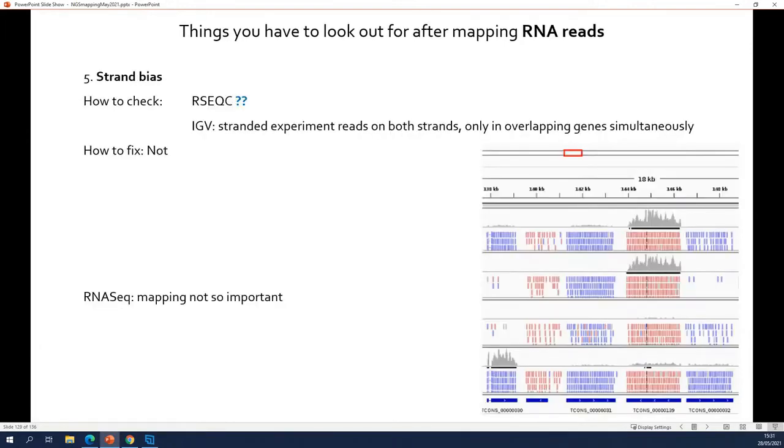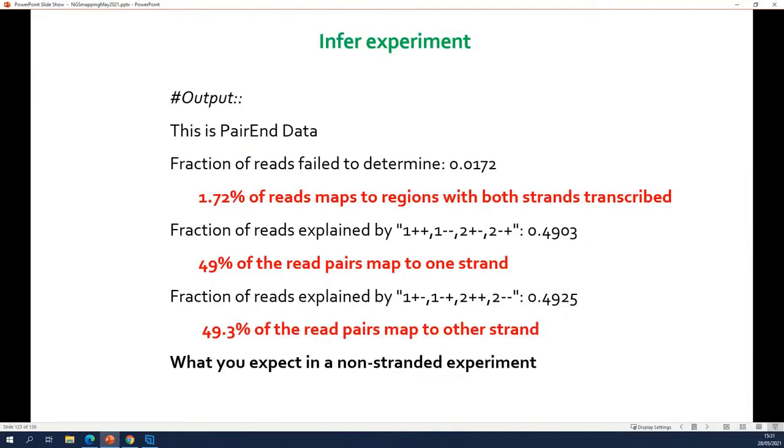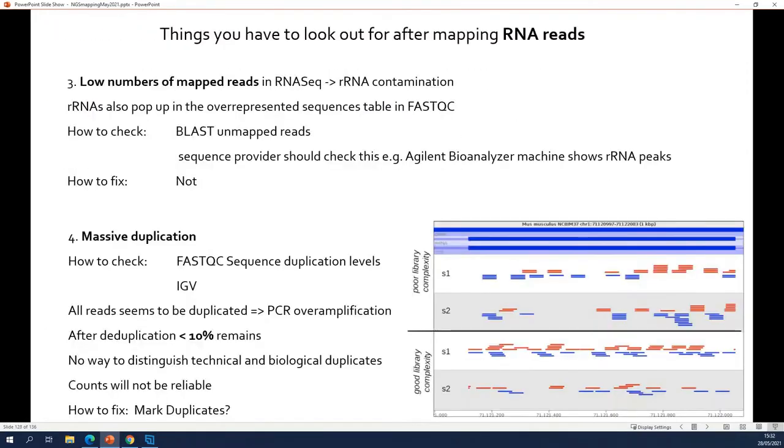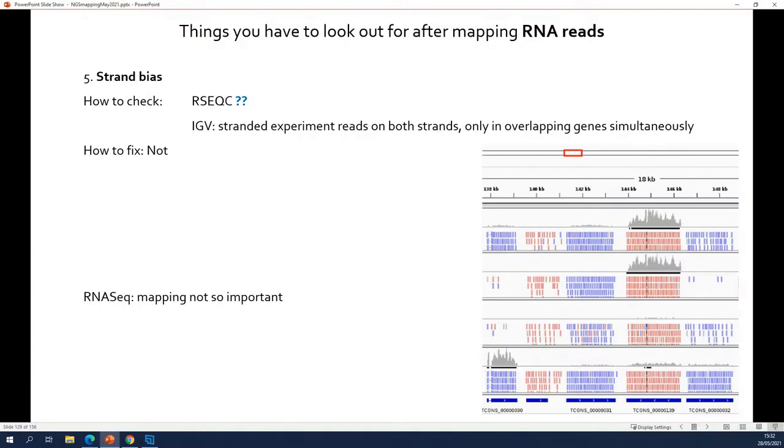And then the last thing that you typically check for RNA-seq data is the strand bias. If you haven't done a stranded experiment, then you look here at this RSeQC tool, and you should see something like this. This is perfect. If you have done a stranded experiment, what do you expect to see? I get a lot of questions about this.